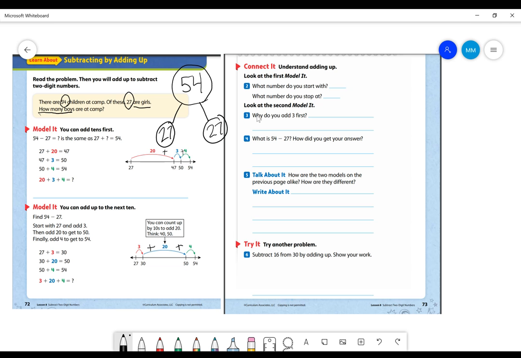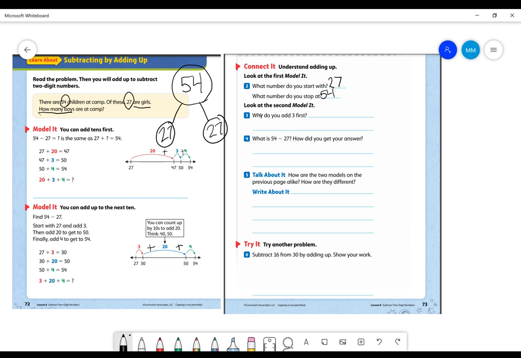All right, it says, look at the first model. What number do you start with? What number did we start with in our first model? We started with 27. And what number did we stop at? What was the last number we stopped at? 54. So when we added, why did we start at 27? Because it was the part that we knew. And why did we stop at 54? Because it was our whole.